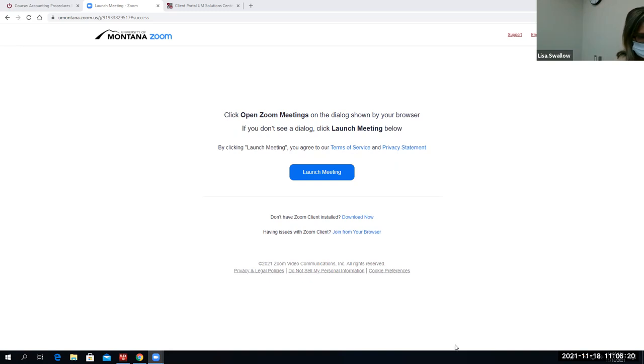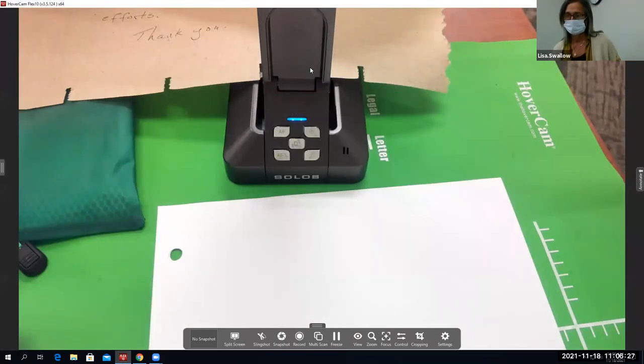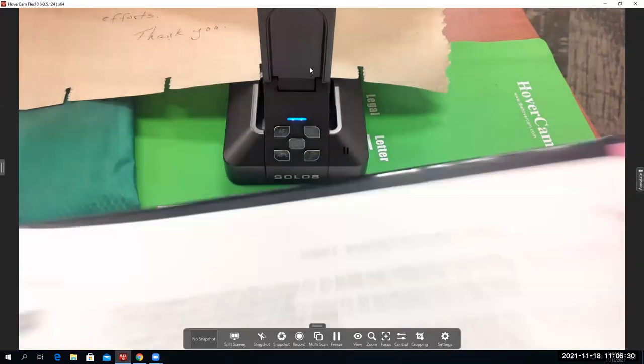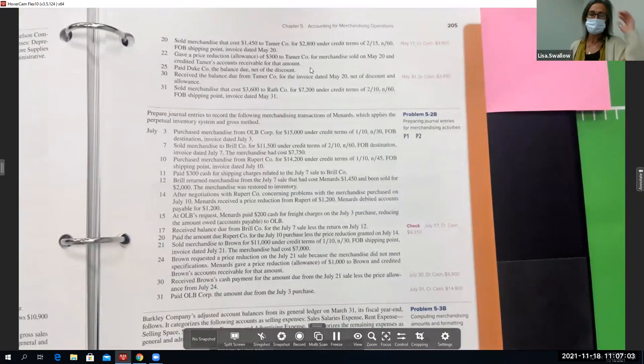Okay, so let's pop over here. And Jen and Tyler, you can see the screen, right? Yeah. Okay, cool. All right, so here we are, 205. I'm going to get my journal set up. And does everybody have access to the book? Dylan, do you have your book? Okay, cool. So let's start. I'm not going to do all of these, but just enough that we get our journal entries back in our head. And then we're going to go to 5-3B and look at an adjusted trial balance and do our statement.